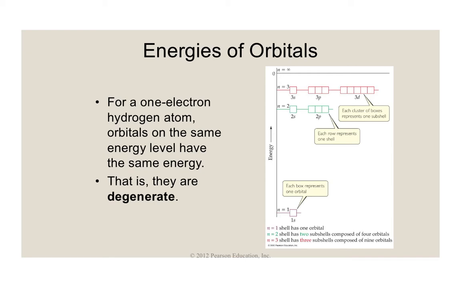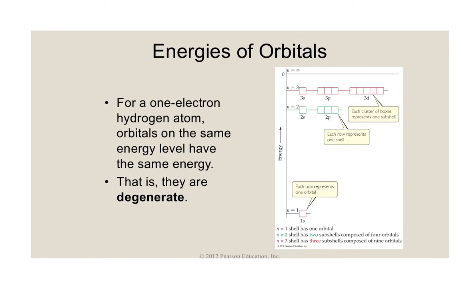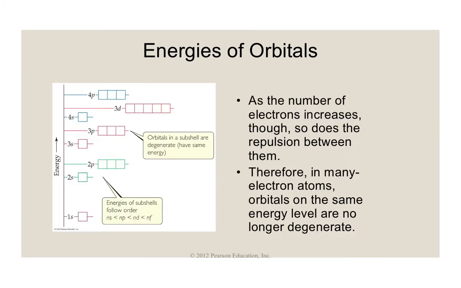If we imagine that we have a hydrogen atom with one electron in it, any orbitals on the same energy level have the same energy. That is, the word degenerate is what we call them. As the number of electrons increases, though, there's some repulsion between them, and that increases the potential energy in those orbitals. So if we have atoms that have many electrons in them, orbitals on the same energy level are no longer degenerate. In fact, it depends upon what sublevel they belong to.